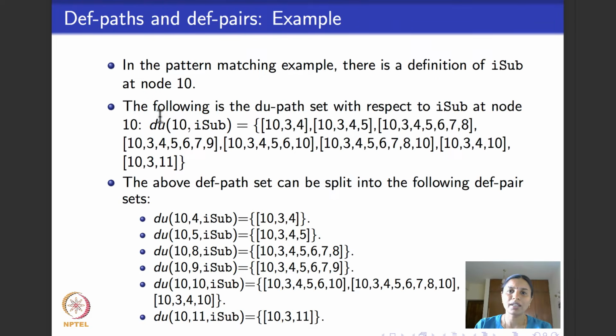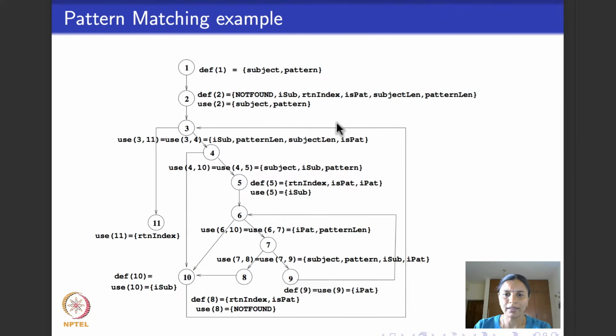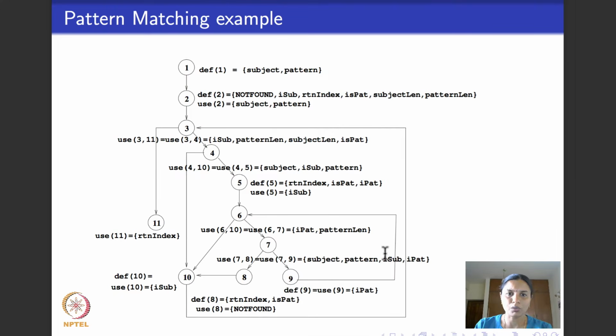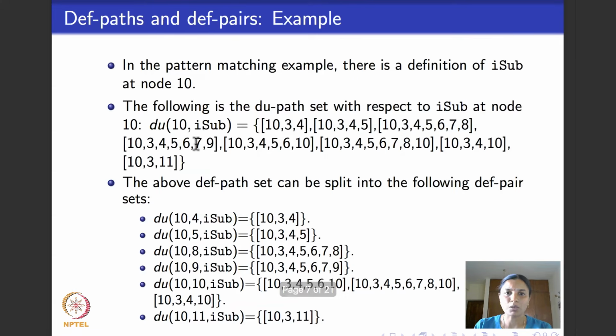So if I try to trace the def path sets and the DU path sets, here are the DU path sets for I sub at node 10. From 10, I can go back through this edge to 3 and then to 4. That's what this trace is here. And then from 10 to 3 to 4 to 5, and then I can do 4 to 5, 5 to 6, 7 to 8 or 7 to 9. Both of them have I sub in them. That's what these two paths do: 10, 3, 4, 5, 6, 7, 8, and 10, 3, 4, 5, 6, 7, 9, and so on.